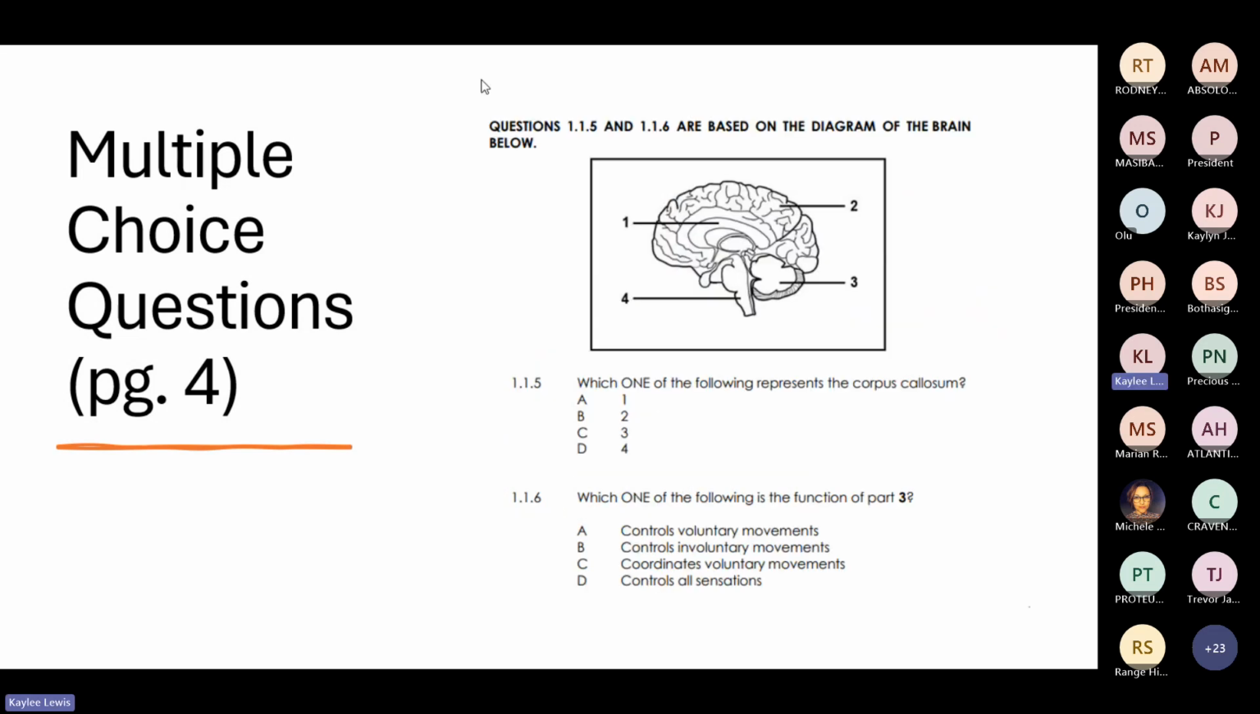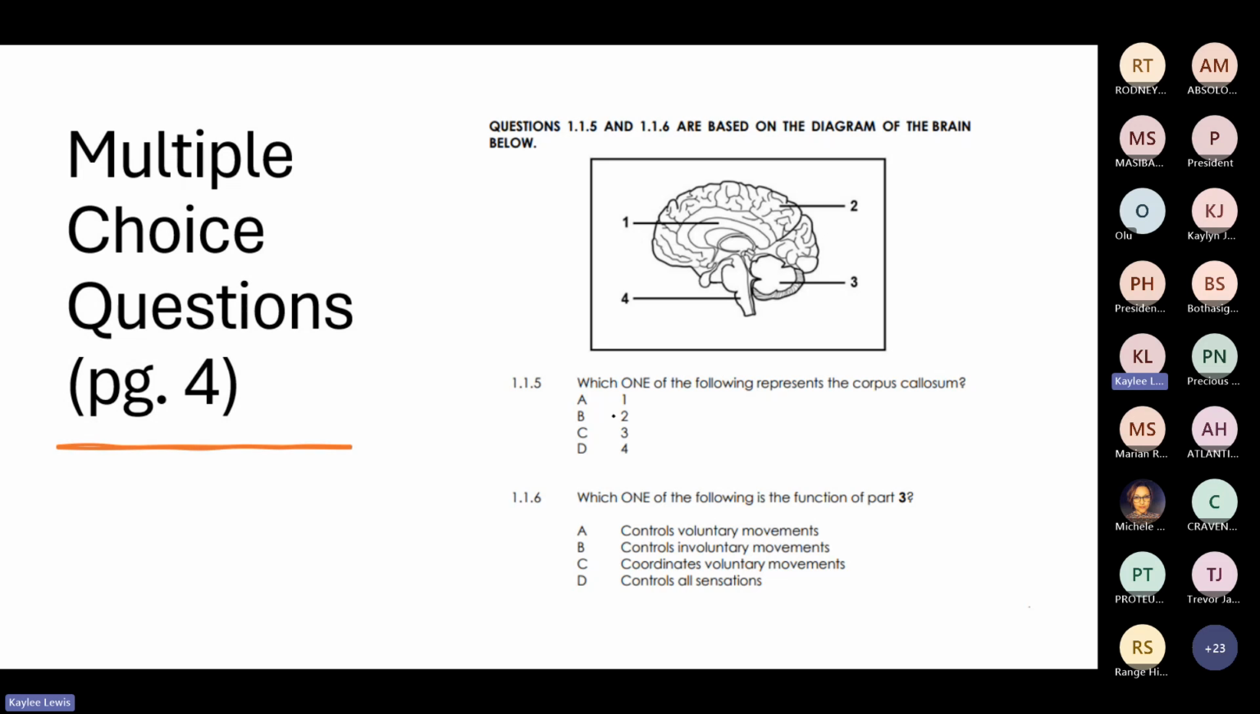Then questions 1.1.5 and 1.1.6 are based on the diagram of the brain below. So straight away, you should know all the structures of the brain. So we can quickly go through it. One will be the structure over here, which connects the left to the right hemisphere, and that would be the corpus callosum. 2 is making up the bulk of it, which is the cerebrum. 3 is sitting underneath that, so it would be the cerebellum, and 4 would be your medulla oblongata.